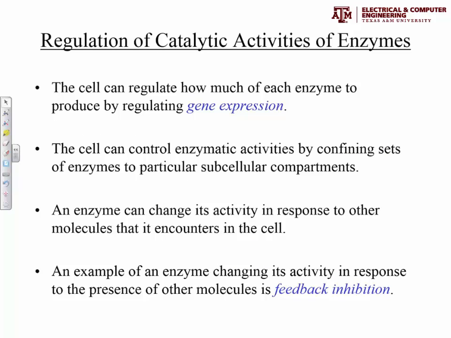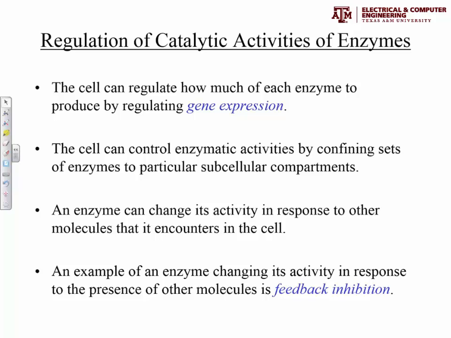Now the cell can regulate how much of each enzyme to produce by regulating gene expression. We haven't gotten to that as yet, but gene expression means the activity of a gene, because the genes code for proteins. I'll show that to you later. The gene is a stretch of DNA that codes for a protein. So a cell could regulate how much of each enzyme or protein is being produced by controlling gene expression, or the activity of genes. And we'll see how that is done in a later chapter.